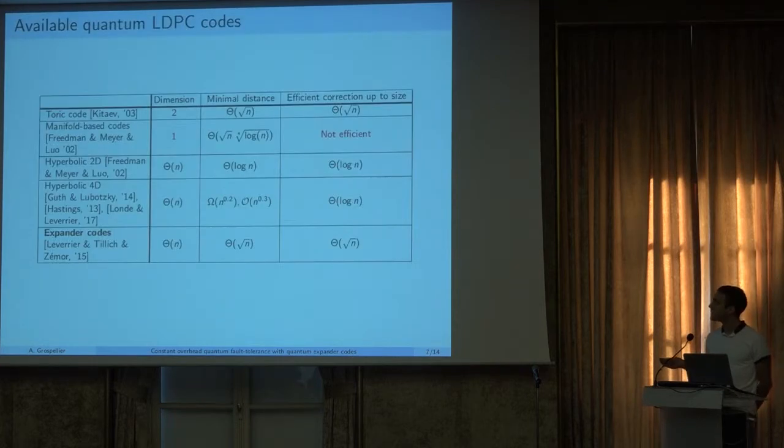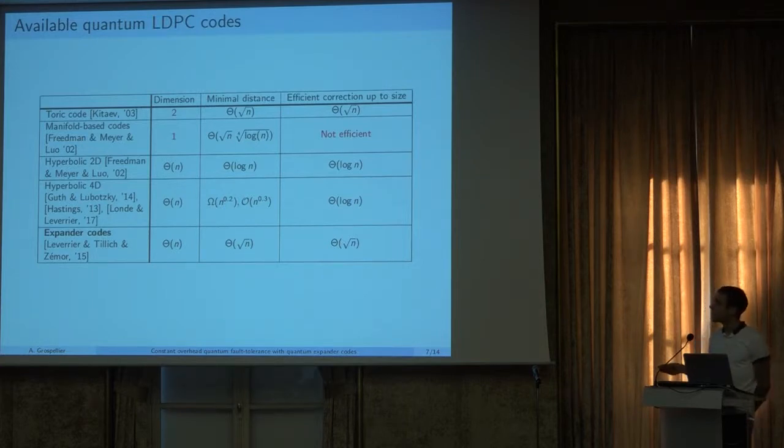Okay, so let me explain what the quantum expander codes are. If we look at the family of LDPC codes which are available, you can see in this table that the expander codes are very promising. Their dimension grows like a linear function of the block length, and the minimal distance grows like square root of n. And also, there is an efficient decoder to correct them.